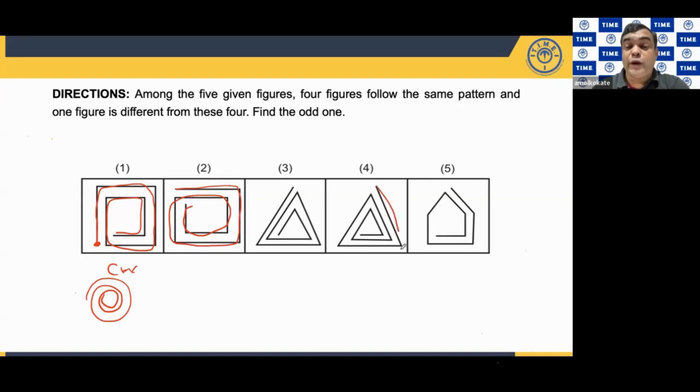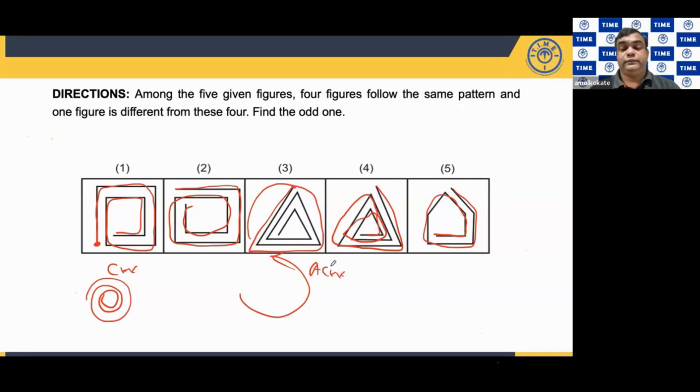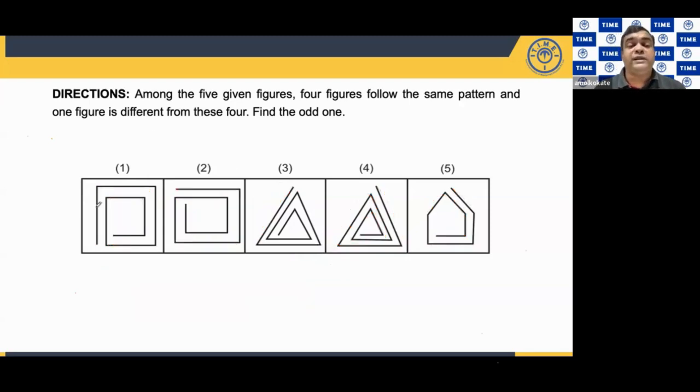Here, figure number 4 also, look, I'm moving clockwise inside. The last figure also, I'm moving clockwise. But in figure number 3, from the outer end if you go inside, I'm moving anti-clockwise. I'm going the opposite way, like this. I'm moving anti-clockwise. Is that okay? No issues? Okay. Another logic is, you count the number of lines.